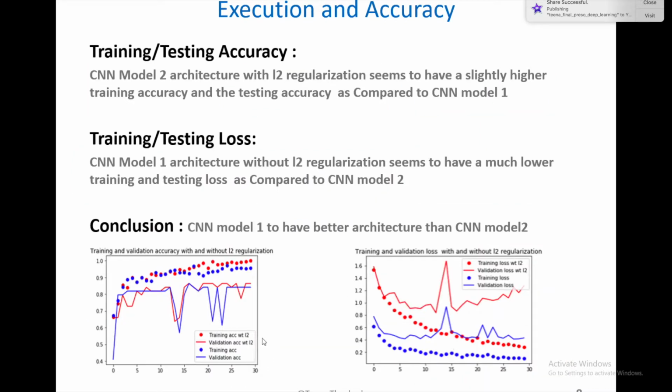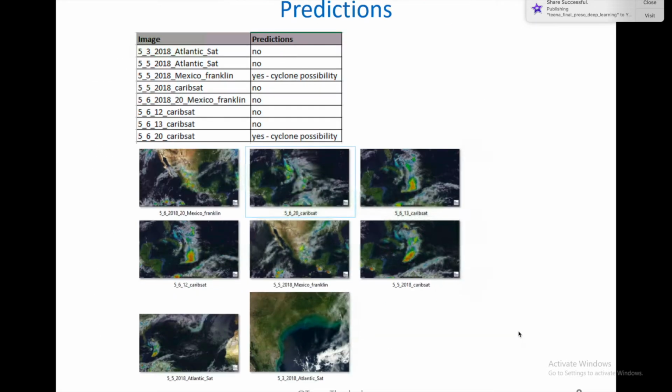We can see that the accuracy of model 2 was a little bit higher than the model 1, but the loss for model 2 was much higher than the loss for model 1 on the training as well as the testing set. So model 1 was used for the network.